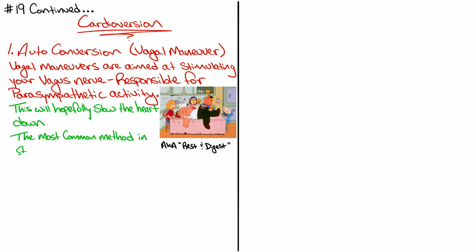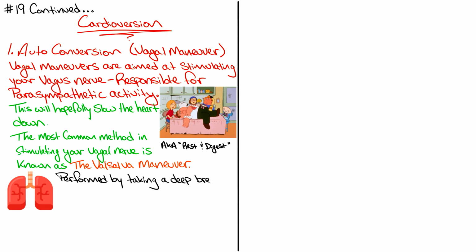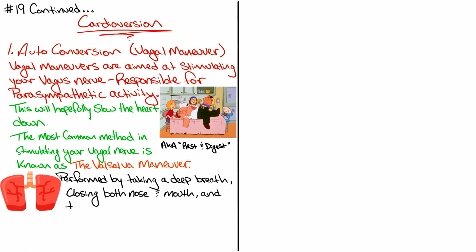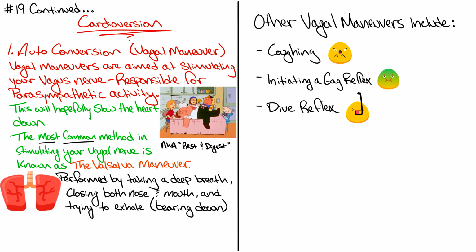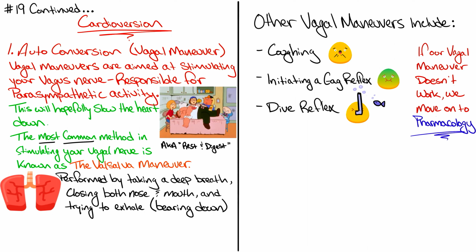Probably the most common vagal maneuver is known as the Valsalva maneuver. The Valsalva maneuver is performed by taking a deep breath in and then trying to exhale against a closed mouth and nose. This is also known as bearing down, like you're on a toilet. Other methods of stimulating your vagus nerve include coughing, initiating a gag reflex, and your dive reflex, which occurs when you submerge your face in cold water. However, oftentimes the vagal maneuver won't work and you'll have to move on to pharmacology.